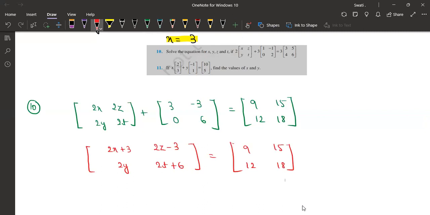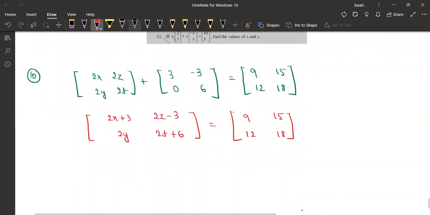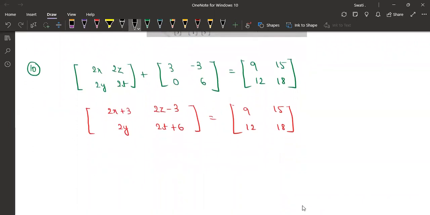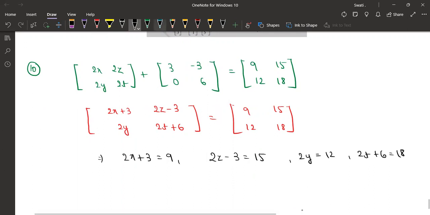Now you know that the corresponding entries of two equal matrices are equal. So therefore, directly after writing that particular sentence, write down, it simply implies that 2x plus 3 equals 9, 2z minus 3 equals 15, 2y equals 12, and 2t plus 6 equals 18. And now we will get the answer for all of them.